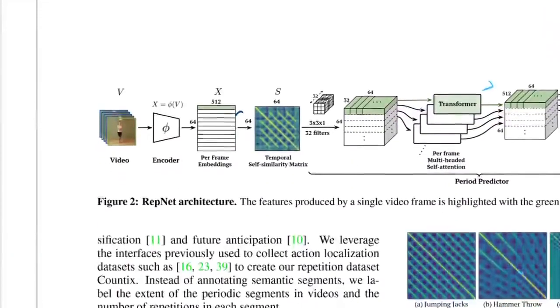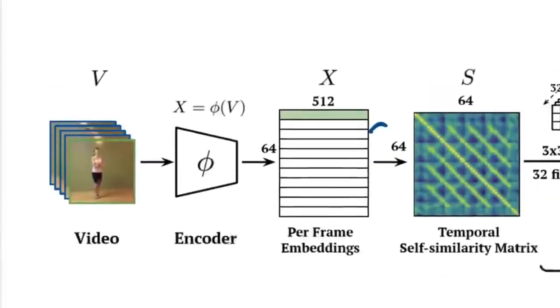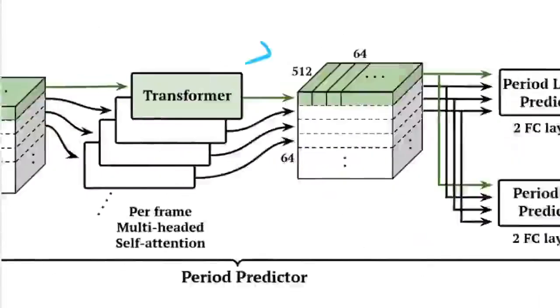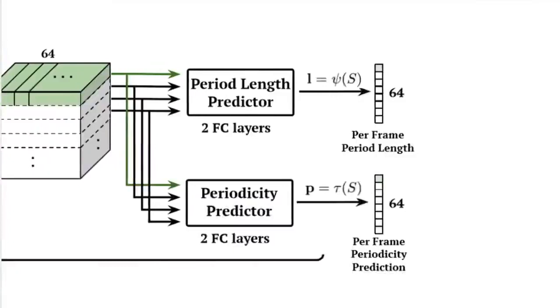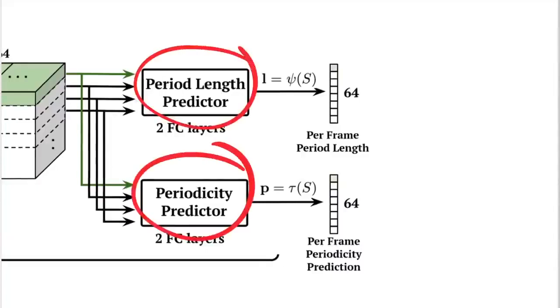So figure 2 shows the architecture in more detail. So we'll go through it from the beginning to the end. Actually, let's go to the end so you know what is supposed to happen. So for each frame in this video, what we'll need is a period length and a periodicity. These are two outputs. The bottom is a binary variable and the top is actually a number, but it is predicted in kind of binned as a classification task.